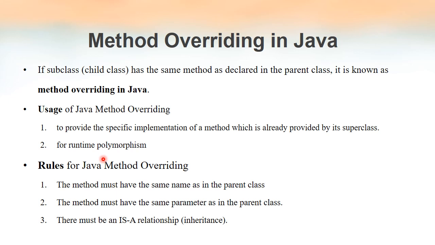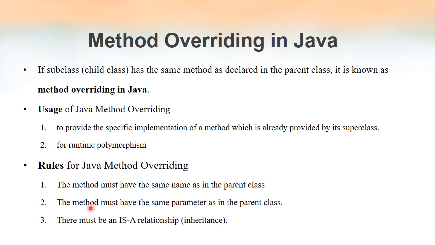We cannot say that method overriding exists simply. We have to ensure three things, three rules that must be followed if you want to say that method overriding is there. One is that the method name must be the same in both the child and parent class. Only then can we say there exists method overriding. So the name of the method in the parent class and the child class has to be the same.